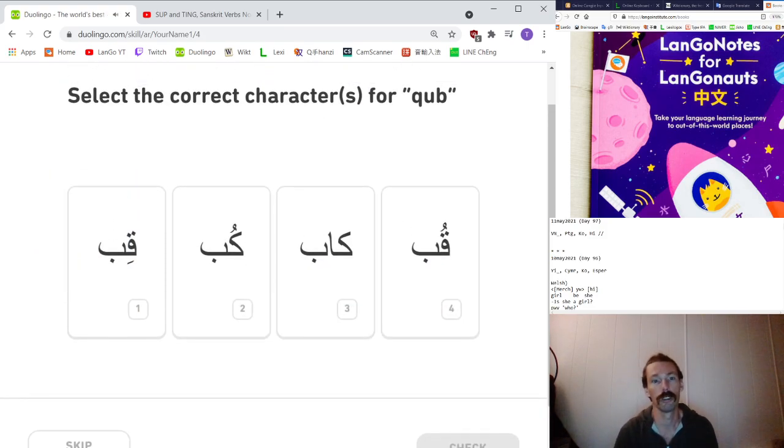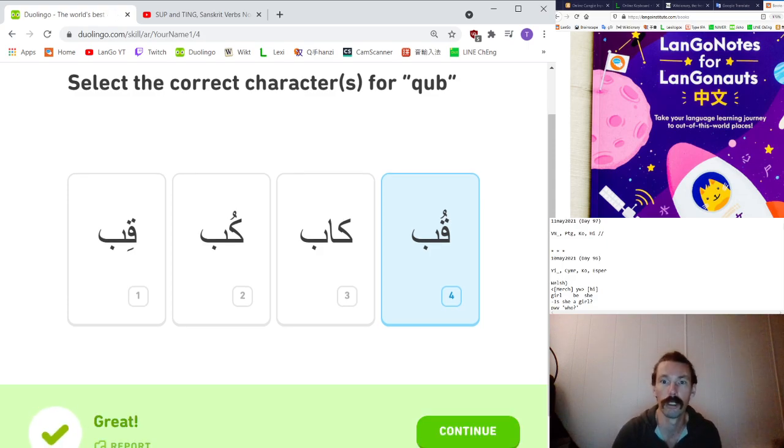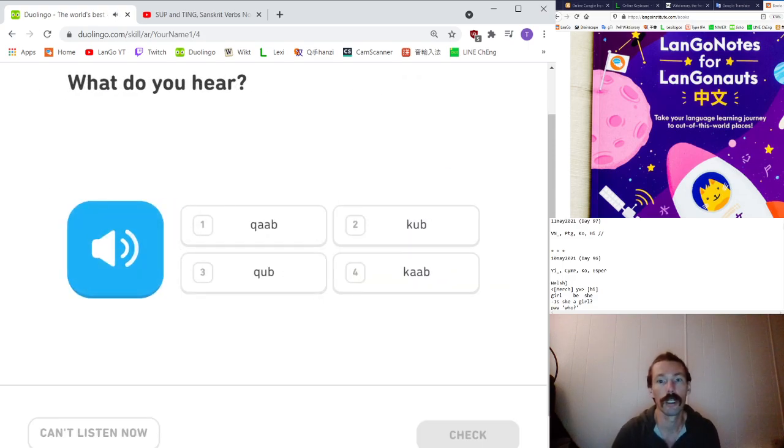Kub. Initial Q, but that would be a kub. And with the U, short vowel quality, kub. That's the sign of the Dhamma above it. Keb. Kob. Keb.